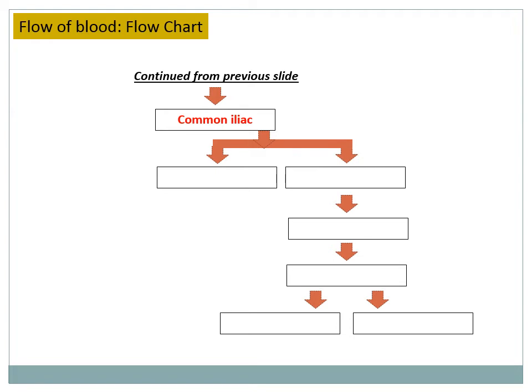Going from the common iliac artery, that branches into 2. So it branches into your internal and your external iliacs. Your external iliac goes down your leg. It's going to go to the femoral region, which then goes to the popliteal region, which then goes to our anterior and our posterior tibial regions.